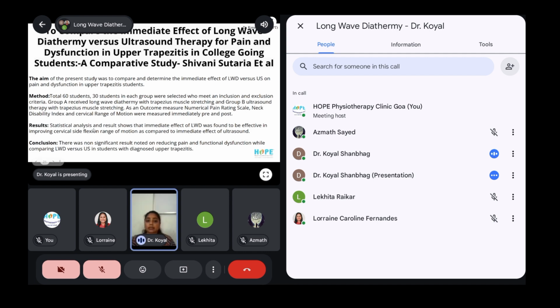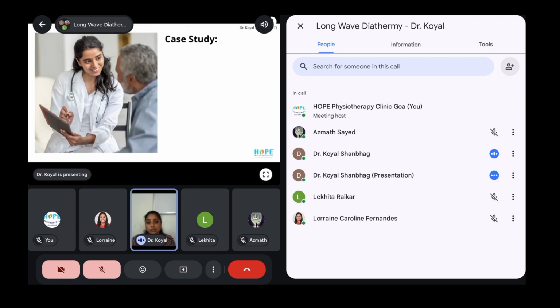The results showed that the immediate effect of LWD was effective in improving cervical side flexion range of motion as compared to the immediate effect of ultrasound. But there was no significant difference in reducing pain and functional dysfunction when comparing LWD versus ultrasound. So both gave a similar effect. It's on us to choose the modality.